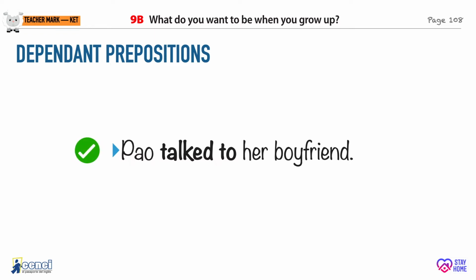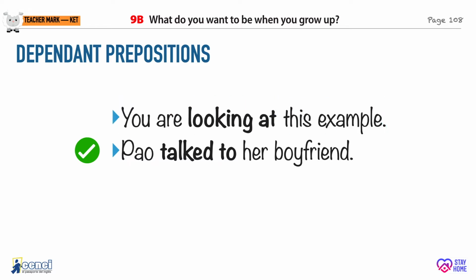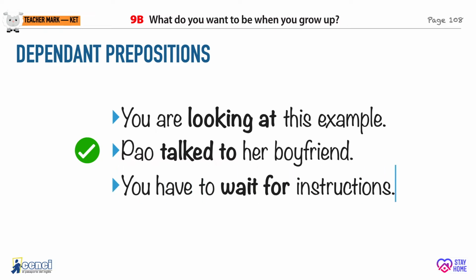Talk to. Normally in English we have a lot of words just like this. Normally they are called phrasal verbs. They depend on a verb, adjective, or sometimes a person. Now you're looking at this example. So look at, talk to, both are expressions that use dependent prepositions. Another example, you have to wait for instructions. Wait for, it's another.